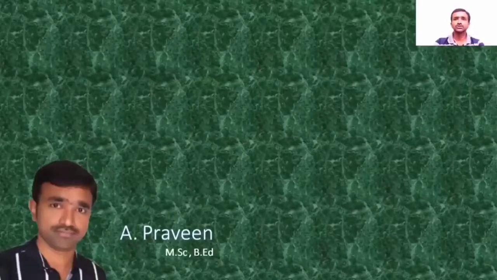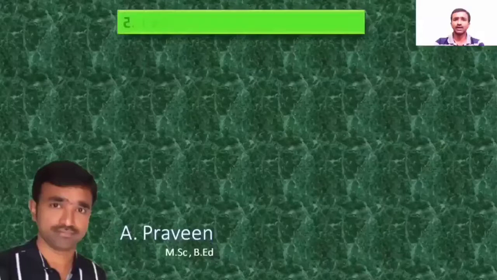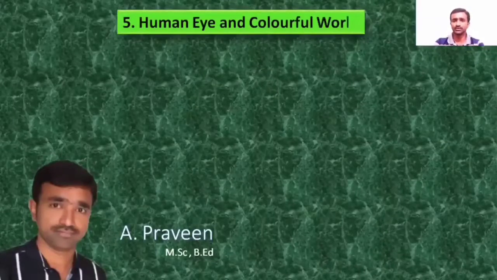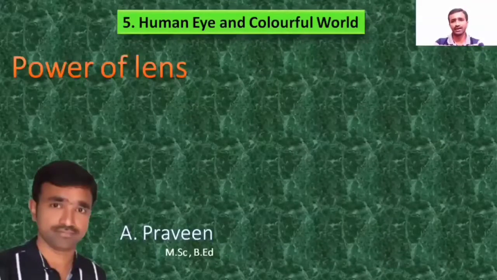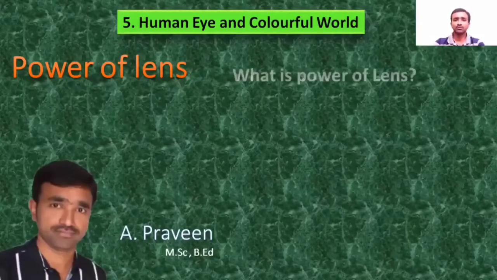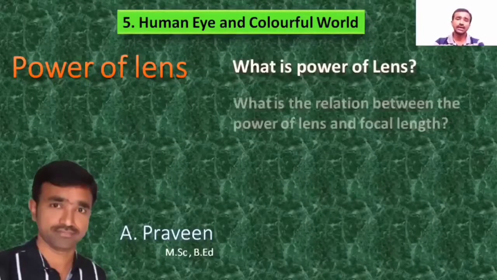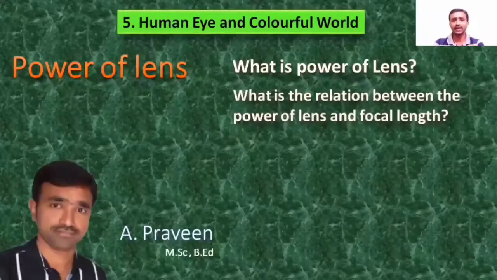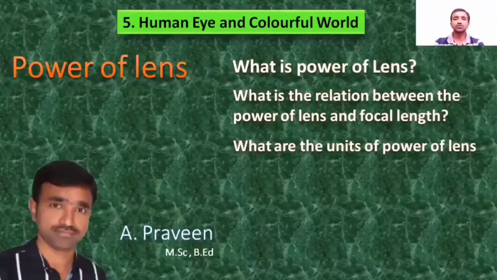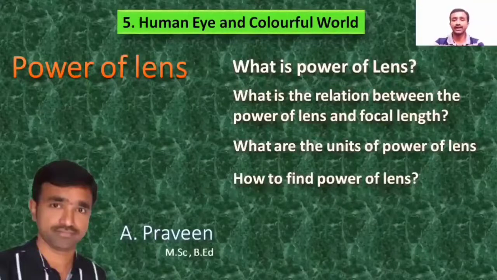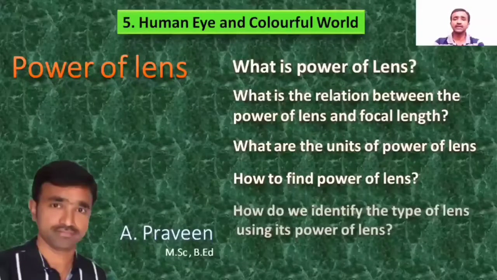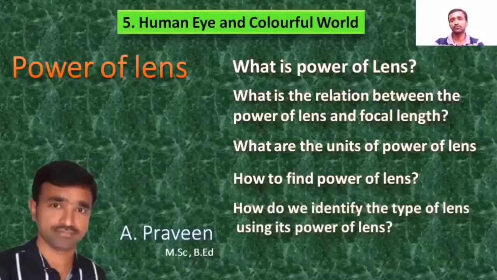In this video, I'm going to discuss a topic from the chapter Human Eye and Colourful World, that is the power of lens. In this video, you are going to learn what is power of lens, what is the relation between the power of lens and focal length, what are the units of power of lens, how to find the power of lens, and also how do we identify the type of a lens using its power. So these are the topics we are going to discuss in this video.